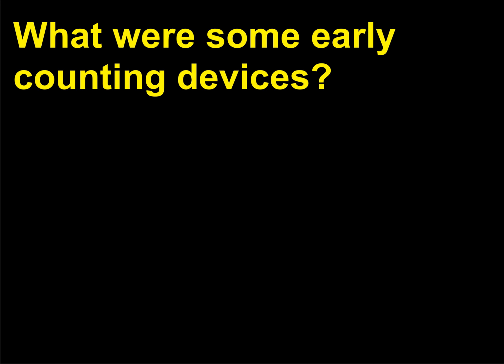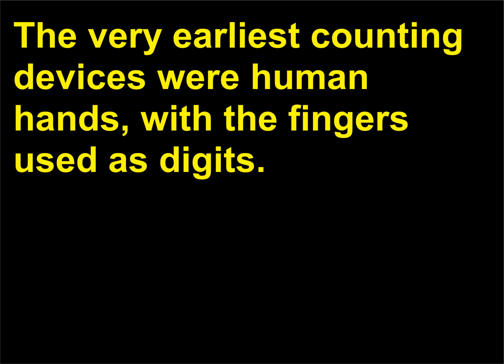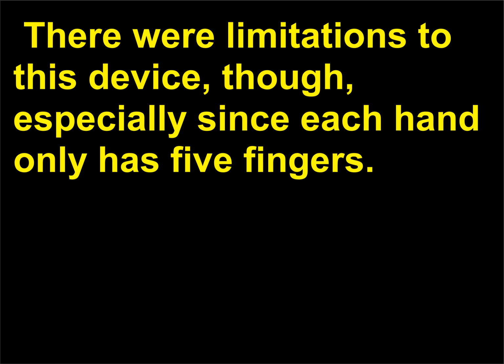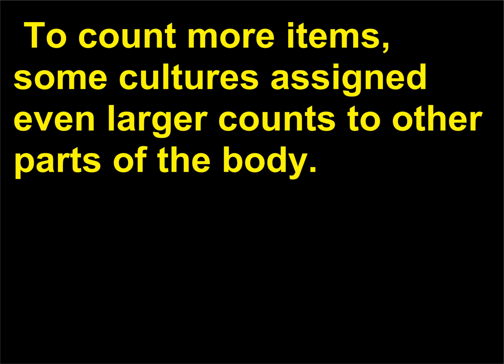What were some early counting devices? The very earliest counting devices were human hands, with the fingers used as digits. There were limitations to this device, though, especially since each hand only has 5 fingers. To count more items, some cultures assigned even larger counts to other parts of the body.